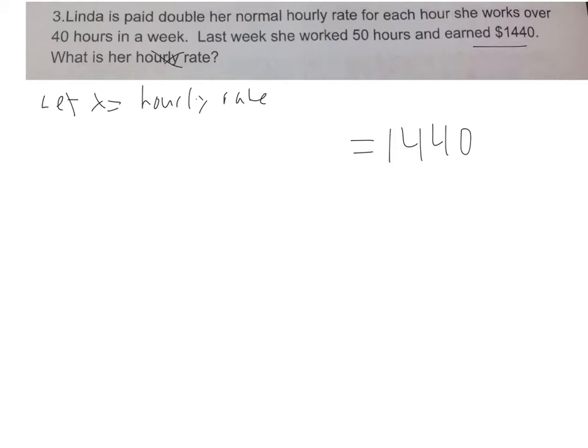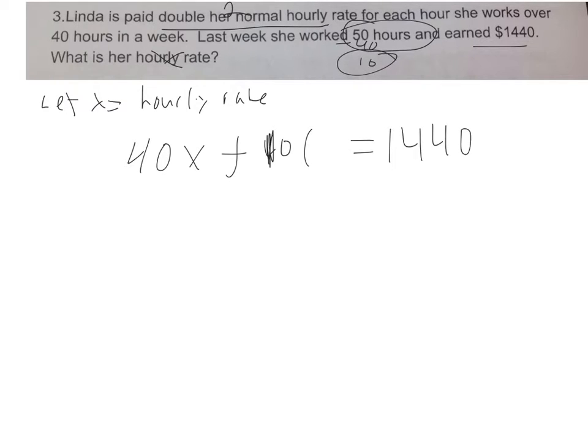Now, this is last week she worked 50 hours. And so the first 40 hours, she gets her normal hourly rate. So that's 40 hours of getting paid the exact same rate. So 40 times x. Plus, she worked 10 hours of overtime because it's a 50-hour work week. If you subtract the 40 normal hours, you're going to have 10 hours of overtime. In the 10 hours of overtime, she gets paid, what's it say? Double her normal hourly rate. So that is 2x. So in this case, it'd be 10 times the 2x.